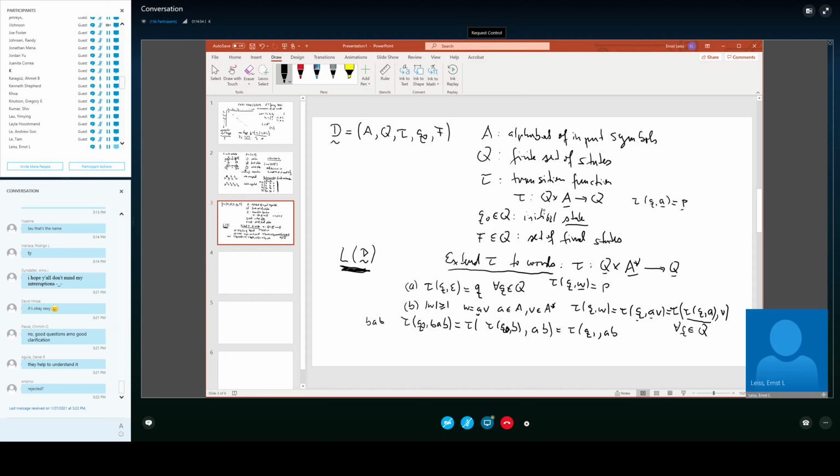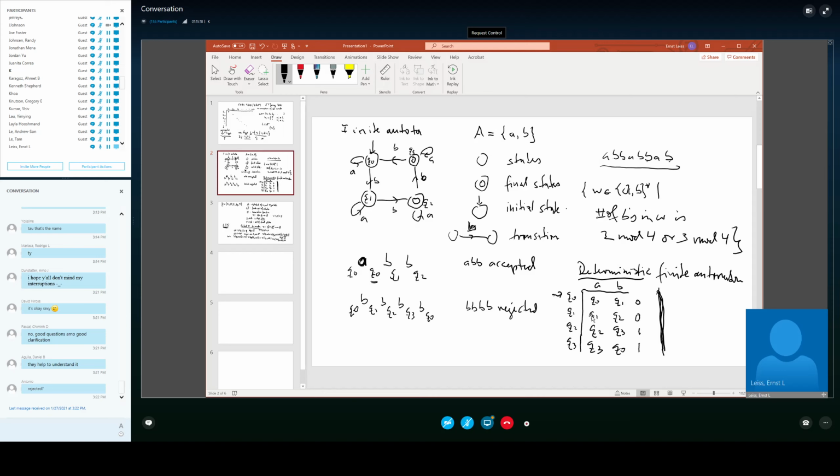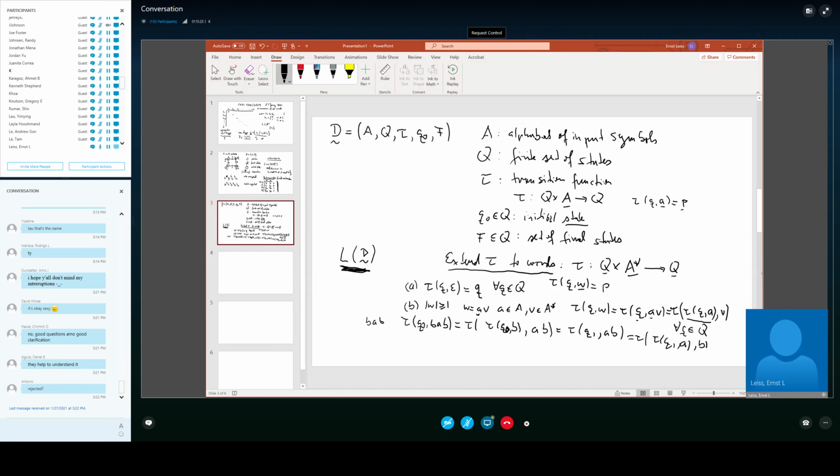AB. And by definition, where the leading letter is split off, I have tau of Q1 and A, followed by what is left, which is the B. Looking up what is Q1 and A, Q1 and A is Q1, so that gives us tau of Q1 and B.